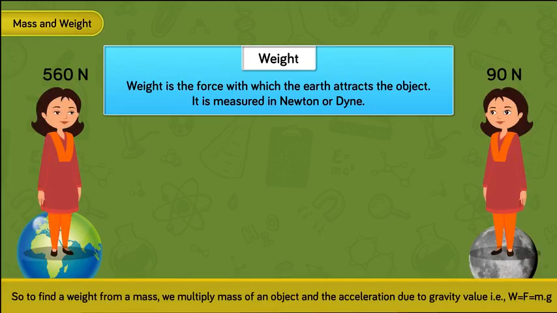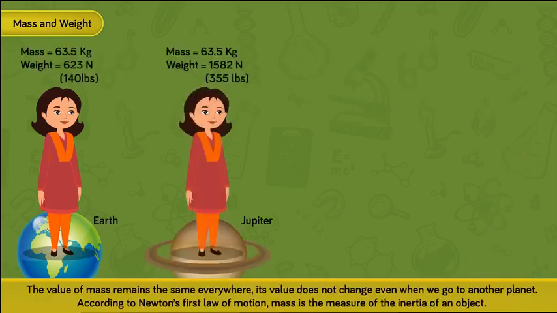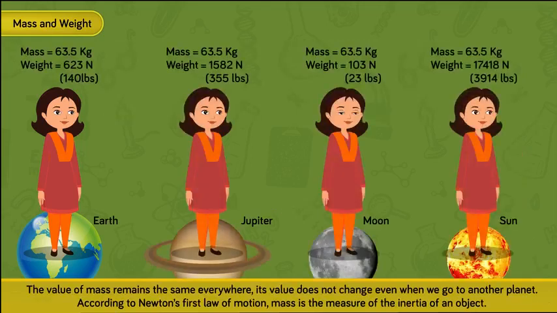So to find the weight from mass, we multiply the mass of an object and the acceleration due to gravity value, that is, W is equal to F is equal to m into g. The value of mass remains the same everywhere. Its value does not change even when we go to another planet.